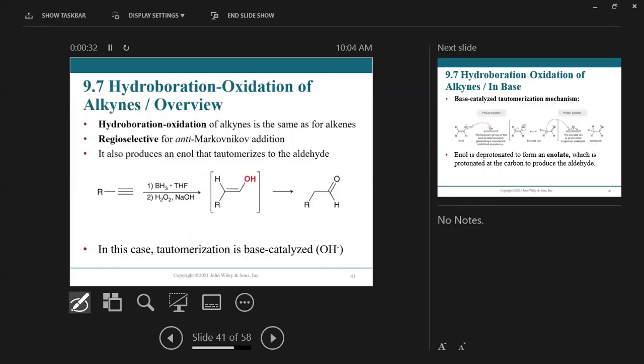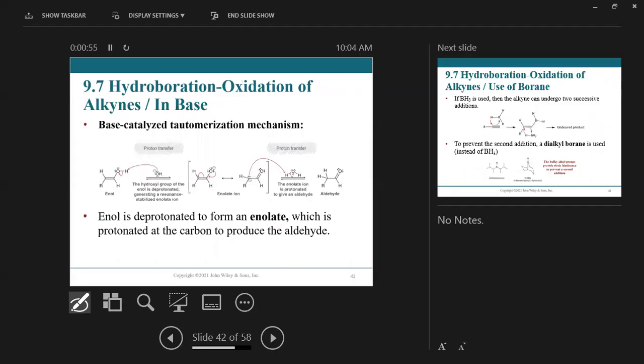All right, so we're going to hydroboration. Oxidation of alkynes is the same as for alkenes. We have regioselectivity for anti-Markovnikov addition. It also produces an enol that tautomerizes to an aldehyde. So we get the alcohol and the aldehyde in this case.